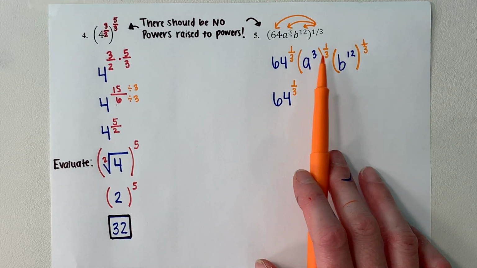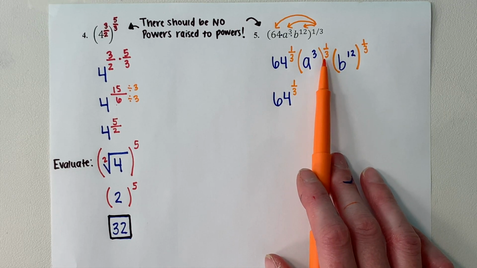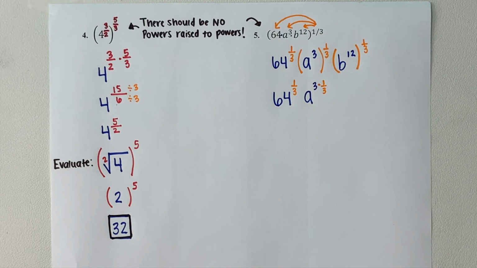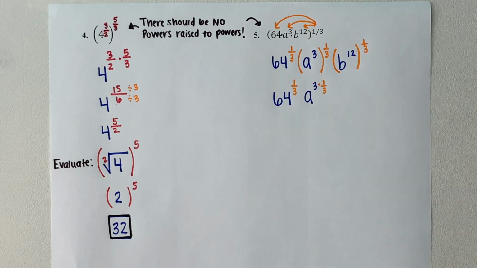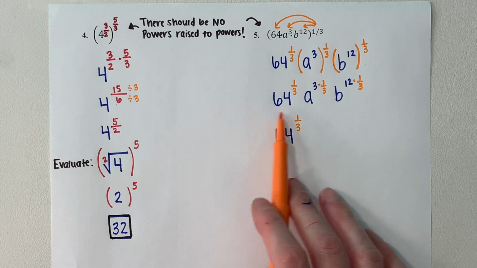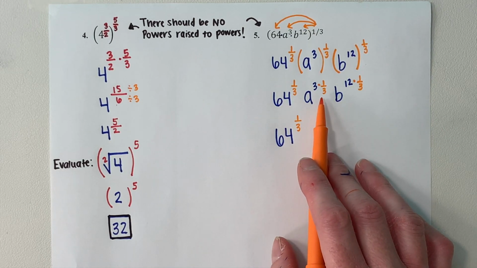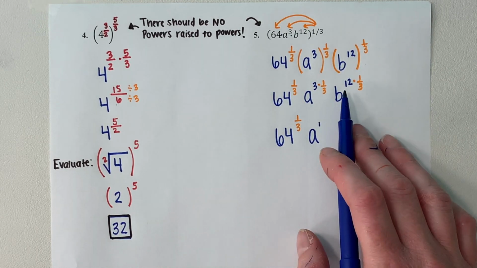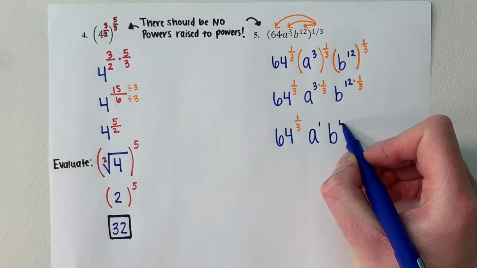Now, when we raise a power to a power, we can simplify that by just multiplying those two powers. So this would simplify to a to the 3 times 1/3. Similarly, to simplify this, we want to multiply 12 times 1/3, which would give us b to the 12 times 1/3. And again, I'm going to leave the 64 to the 1/3 as is for now. 3 times 1/3 gives us 1, so this would simplify to a to the 1, and 12 times 1/3 gives us 4, so this would simplify to b to the 4th.